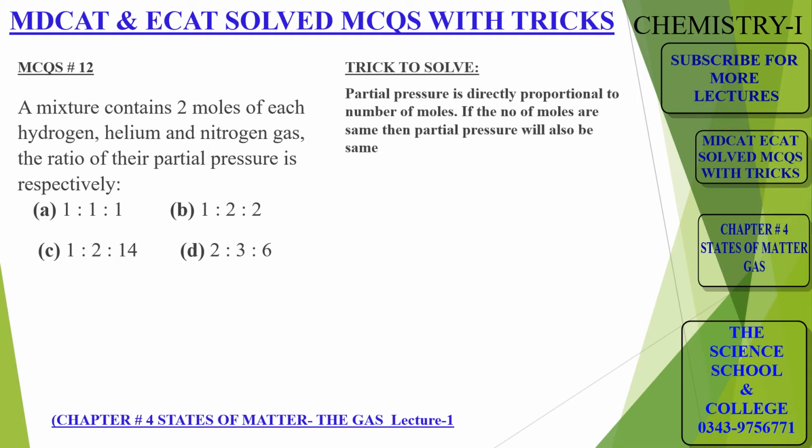To solve this MCQ, you should know partial pressure is directly proportional to number of moles. If the number of moles are same, then partial pressure will also be same. In this question, you are given 2 moles each of hydrogen, helium and nitrogen. It means the number of moles are same, so the partial pressure will also be same. So the correct option is option A, 1 is to 1 is to 1 will be the partial pressure of all the 3 gases.